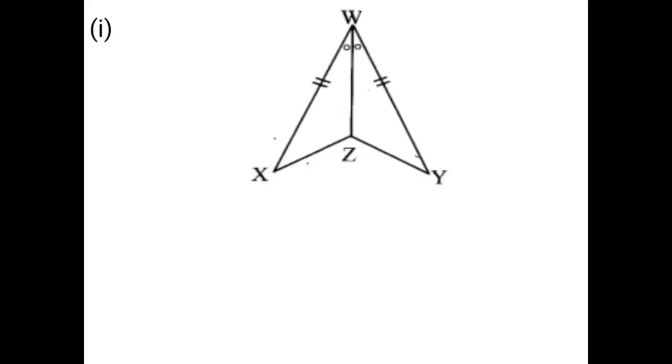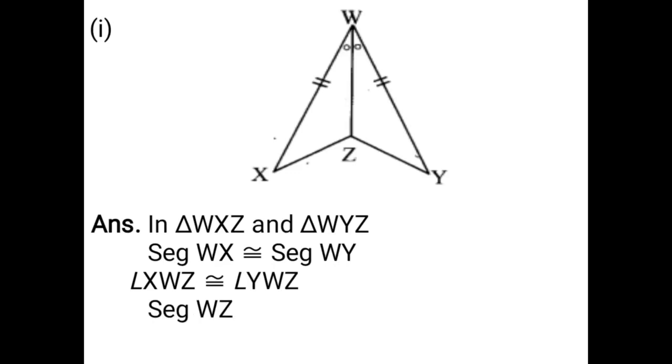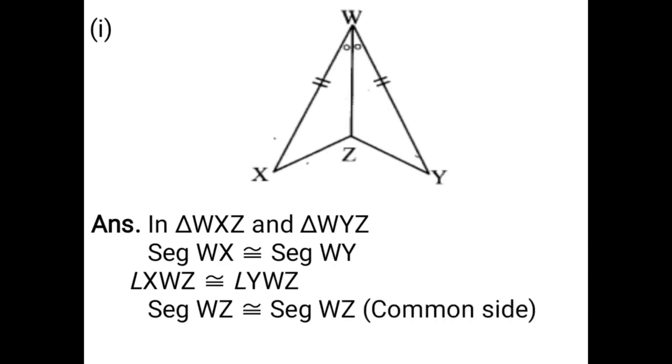of this given figure, the triangles are divided into two equal parts, that is triangle WXZ and triangle WYZ. You have to write what kind of test of congruence of triangles. In triangle WXZ and triangle WYZ, segment WX is congruent to segment WY. Angle XWZ is congruent to angle YWZ. Segment WZ is congruent to segment WZ, in bracket common side.